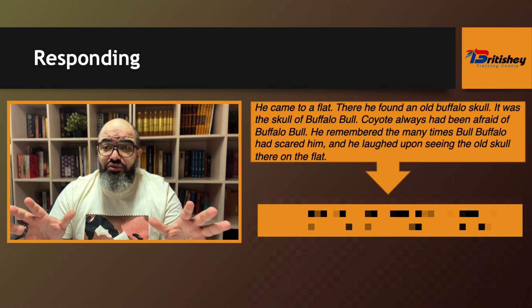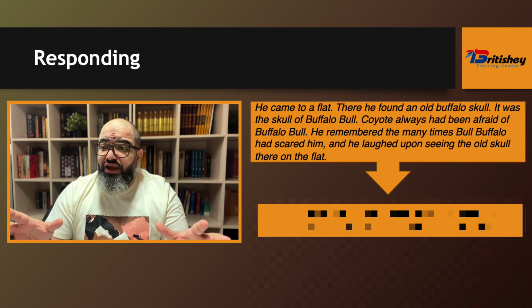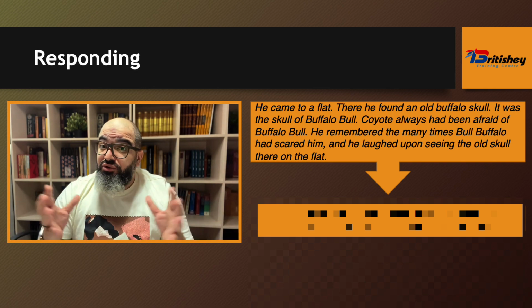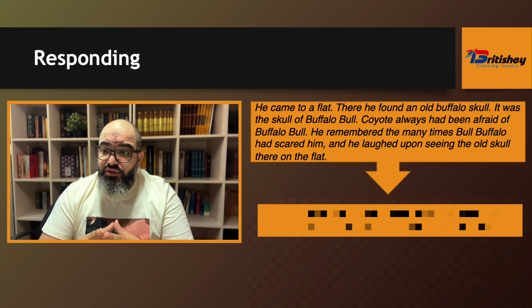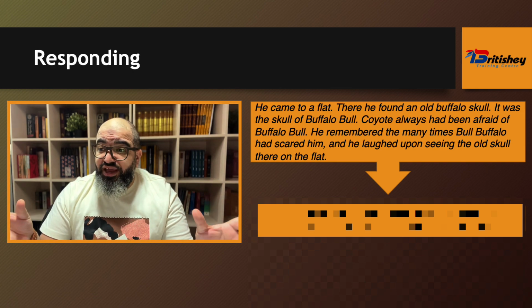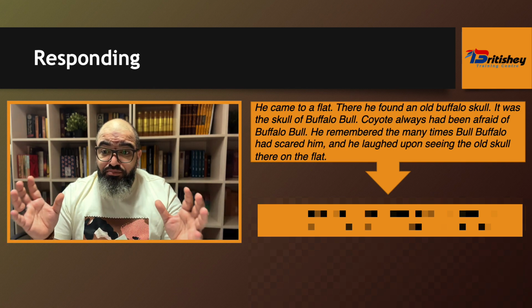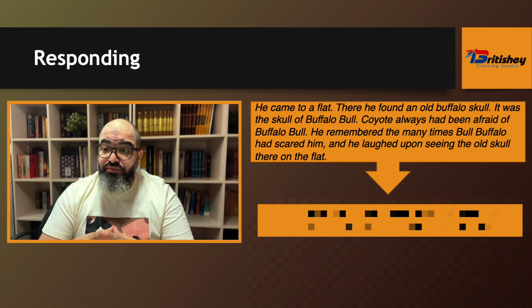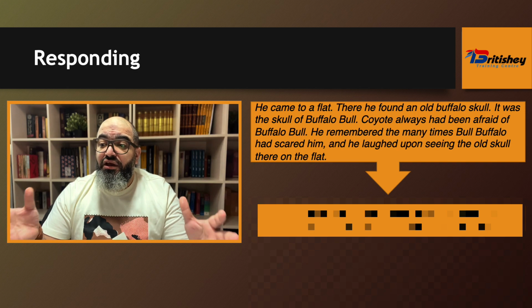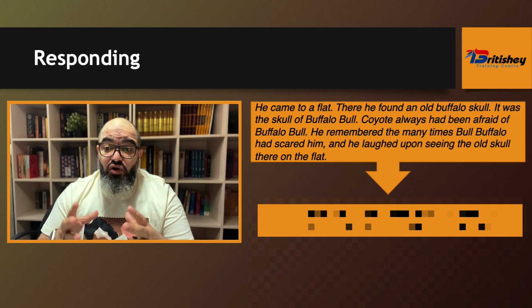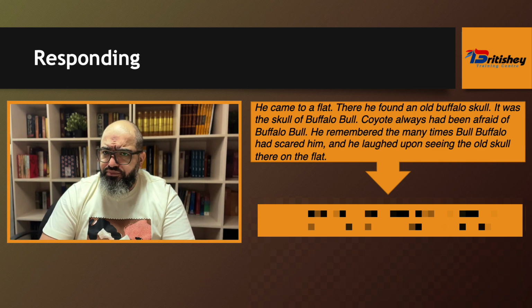Like, look at this part now. He came to a flat. There he found an old buffalo skull. It was the skull of Buffalo Bull. Coyote always had been afraid of Buffalo Bull. He remembered the many times Buffalo Bull had scared him. And he laughed upon seeing the old skull there on the flat.